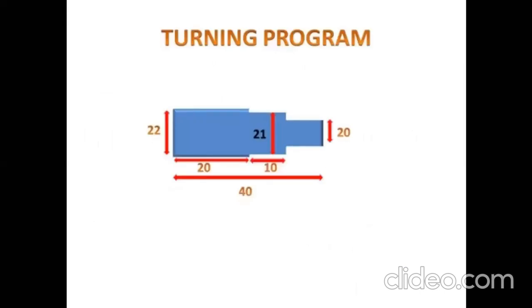Take an example where initially we have a cylindrical circular bar. Its dimensions are 40 by 22. This is the raw material which is available, and we have to convert this raw material into the final finished product like this. This is your final product. 40 is the length of your raw material and 22 is the diameter of your circular bar.